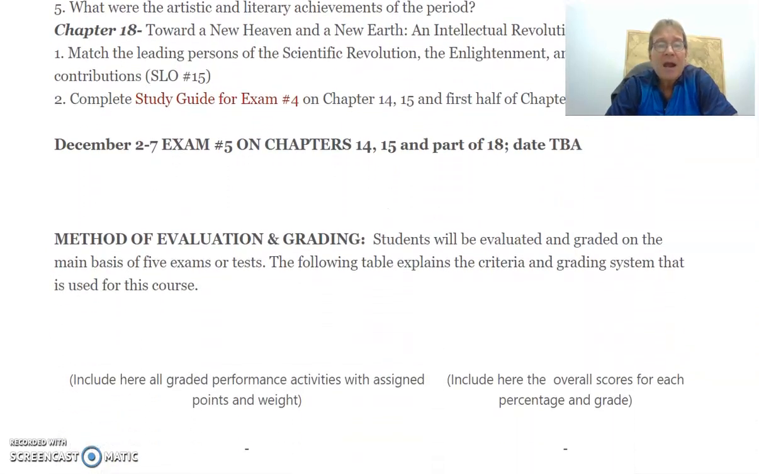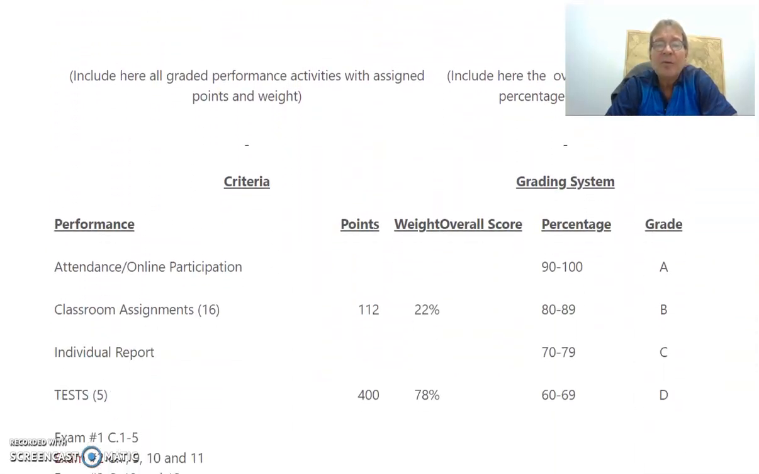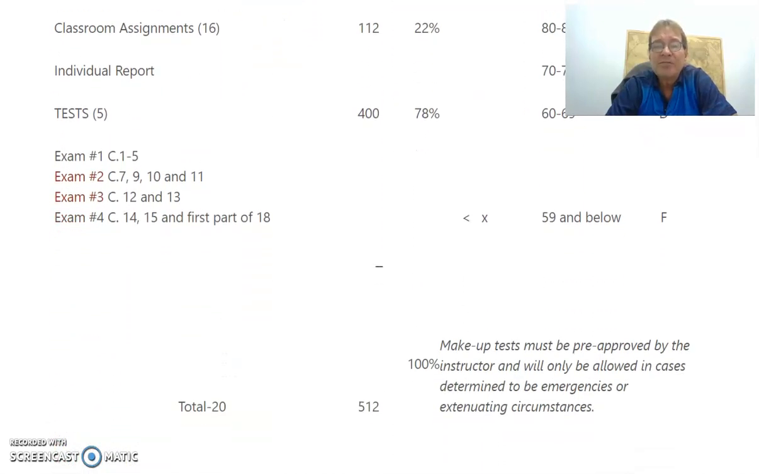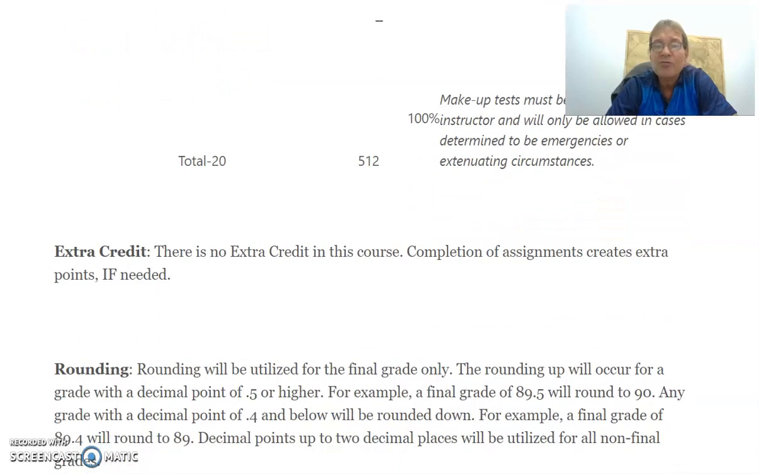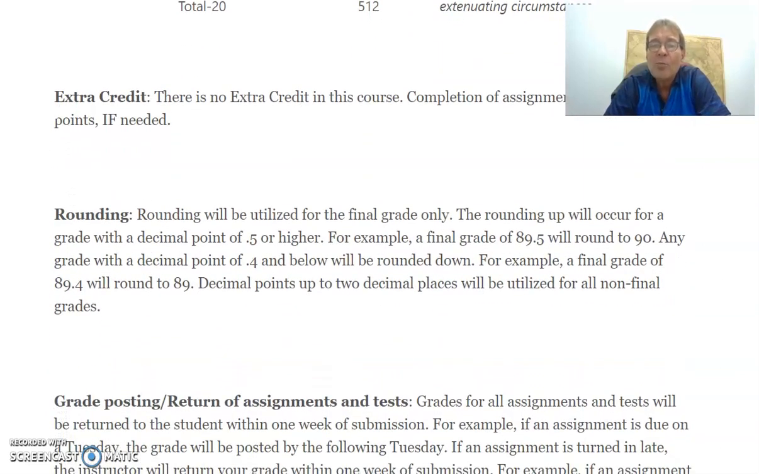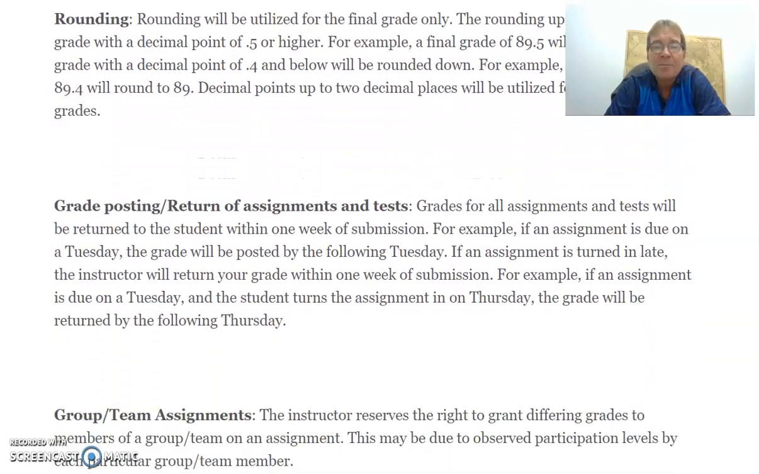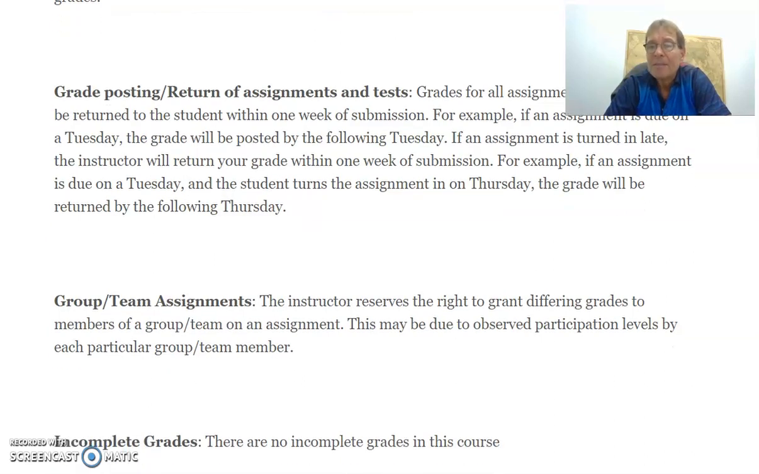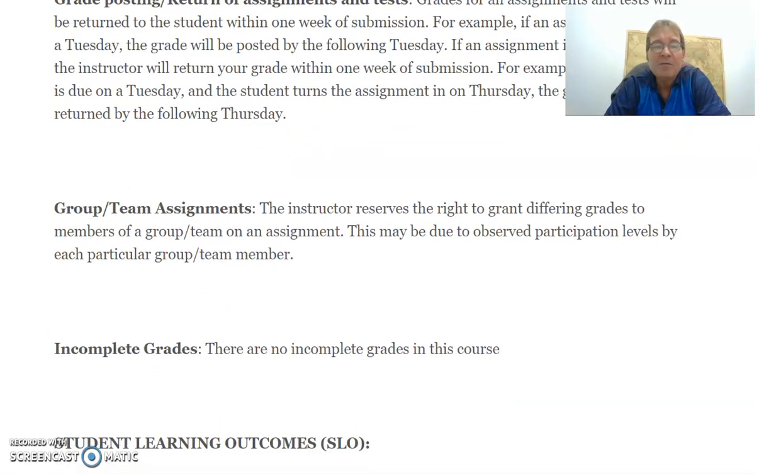And here are the methods of evaluation, and we've already discussed that. Those are the total points and the percentages. Again, there's no extra credit. Completion of those assignments takes some of the pressure off the exam grade. 0.5 and up, I round up. Below 0.5, it gets rounded down. And you'll eventually get assigned a letter grade that you can look in that chart again if you're interested.